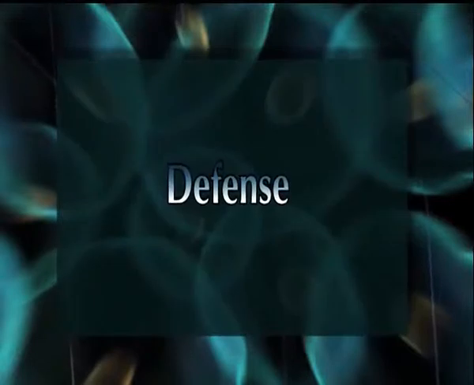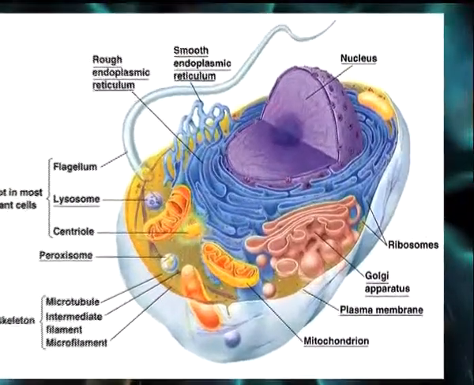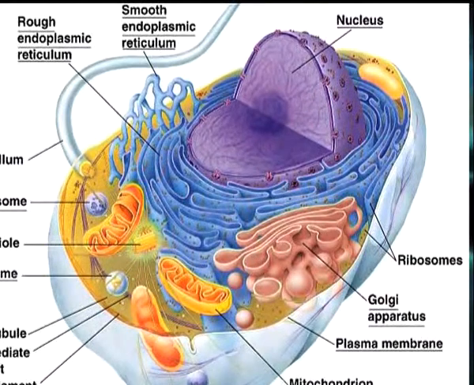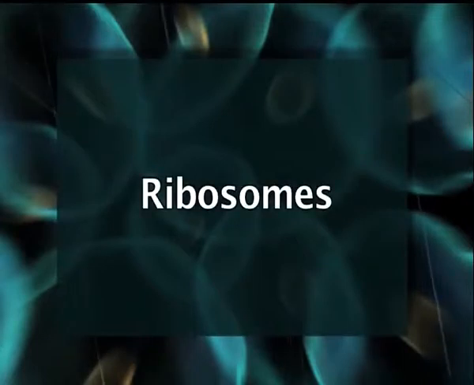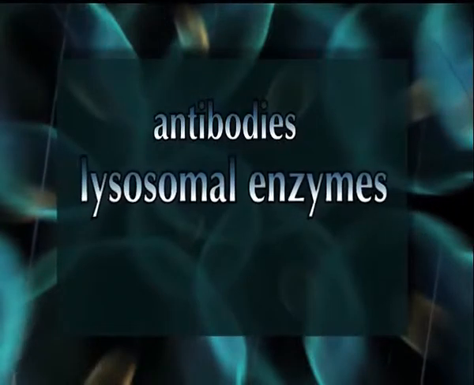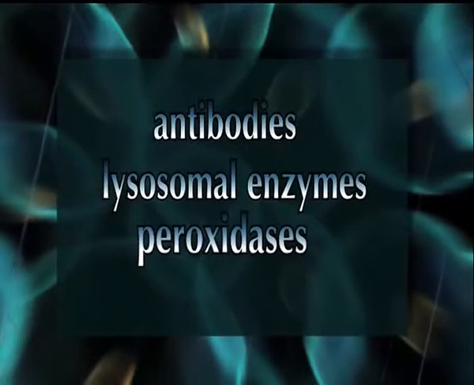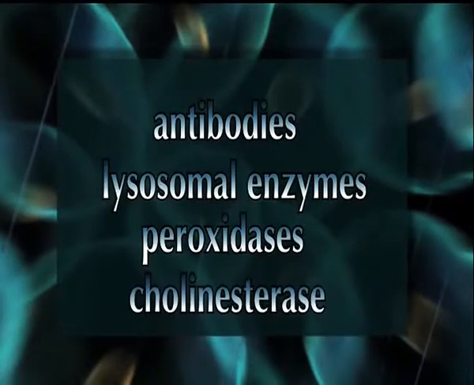Number 3, defense. The nuclear envelope separates the genetic material of the cell from the cytoplasm and so protects the DNA from the mutagenic effects of cytoplasmic enzymes. Number 4, protein synthesis. Ribosomes associated with the outer surface of the ectokaryotheca are involved in the synthesis of antibodies, lysosomal enzymes, peroxidases, and choline esterase, for example, in the nuclear envelope of nerve cells.